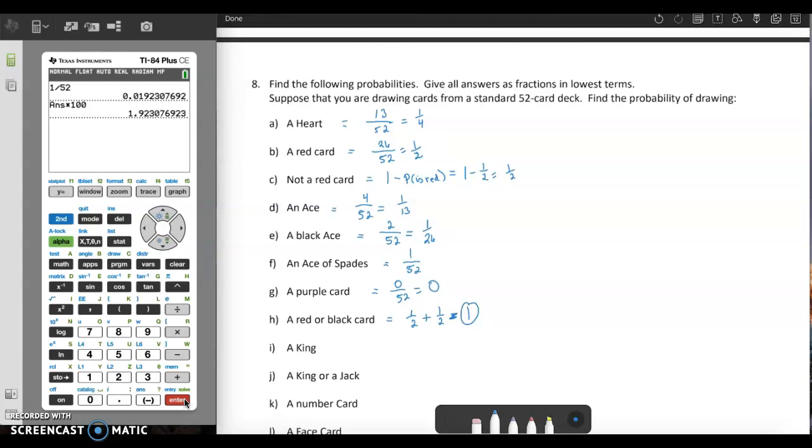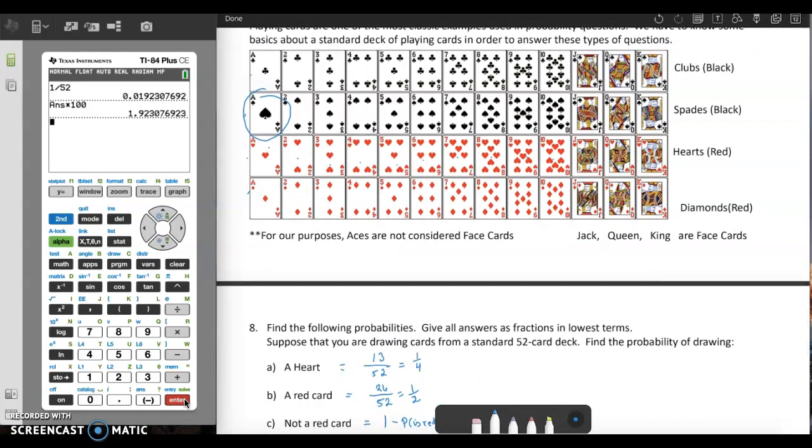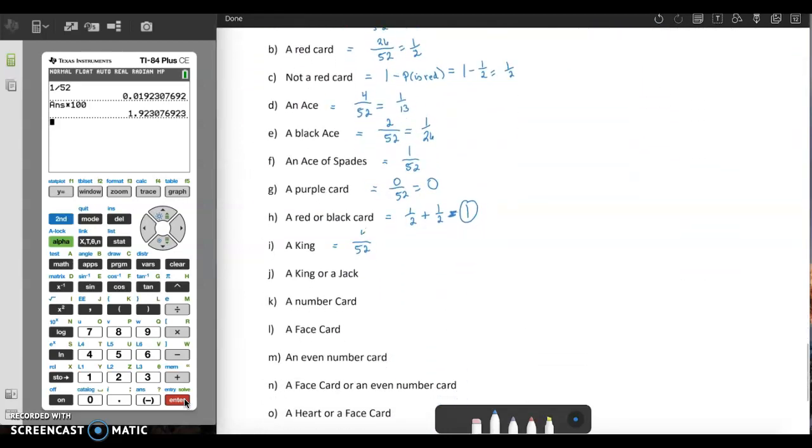Probability of drawing a king. For any certain number or type of card, there's always going to be 4 of them. So there's 1, 2, 3, 4 kings, one of each suit. So 4 out of 52 reduces to 1 over 13. Probability of drawing a king or a jack. Okay, well there's 4 out of 52 that are kings, and there's another 4 out of 52 that are jacks. We can add that up and get 8 out of 52, which happens to reduce to 2/13.